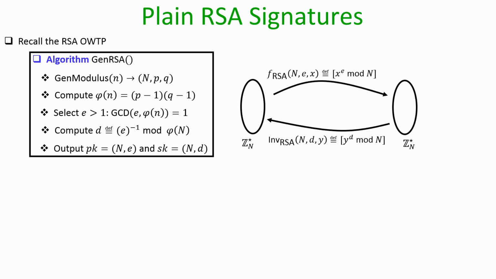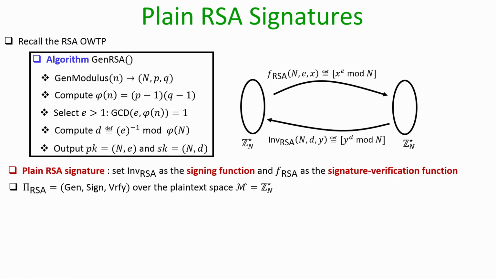So, let us start with plain RSA signatures, and for this let me recall the RSA one way trapdoor permutation. We first generate the parameters n, p, q, where the modulus n is the product of p and q. We pick e and d, where e and d are multiplicative inverses of each other, and then we set the public parameter to be n comma e and the secret parameter to be n comma d. Our forward direction RSA function is x to the power e modulo n, and our reverse function is y to the power d modulo n. And we have proved that both these functions are inverses of each other, and we also consider it to be a candidate one way function where the trapdoor is d.